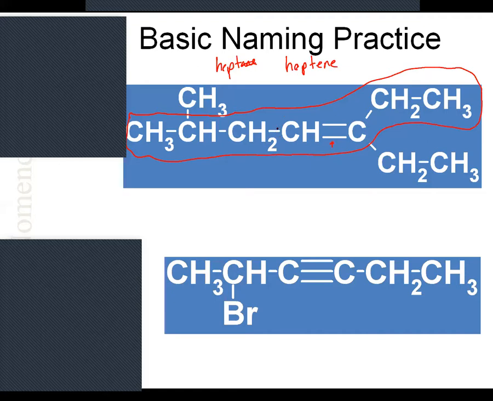And we do want a number. So we want a number whichever way is going to give our double bond the smallest number. If we go left to right, that's 1, 2, 3, 4 carbons until we hit that double bond. If we go right to left, that's 1, 2, and 3 carbons. So going right to left will give us the smaller number in terms of the double bond, which gets the priority here in terms of numbering. So we'll number it this way.